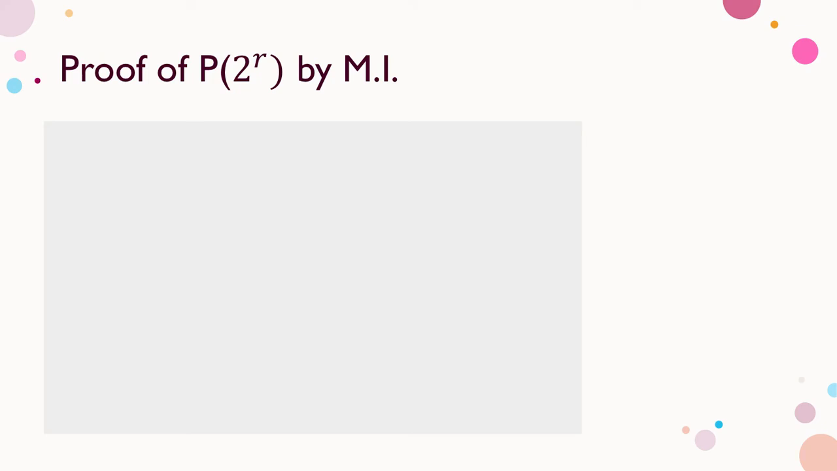Now, to prove the first step, that is to prove P of 2 to the power r is true for all positive integers r, we use the simple version of MI to do this. Again, there are two steps. The initial step.